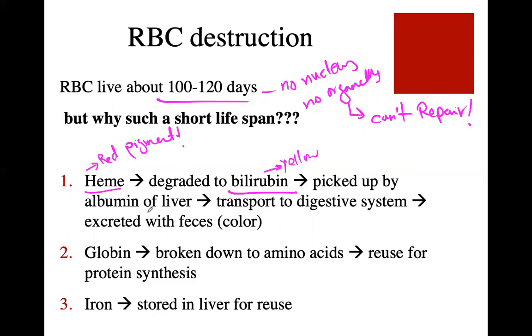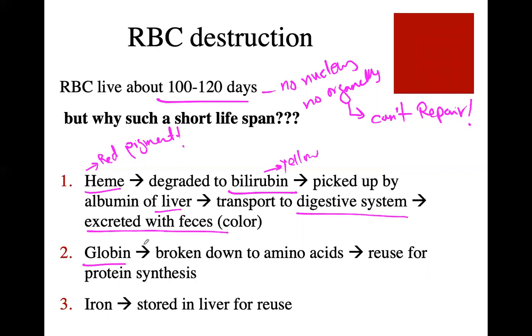This bilirubin gets picked up by the albumin of the liver, right? So your liver has a main function in the destruction of your red blood cells. It transports these bilirubin, these unwanted molecules, which are basically waste products, through the digestive system, and eventually allows the bilirubin to be excreted as part of the fecal matter. So part of the coloring in fecal matter comes from your body excreting and removing bilirubin from the destroyed red blood cells.